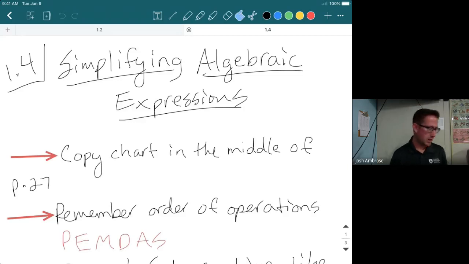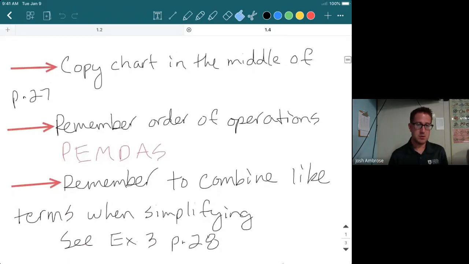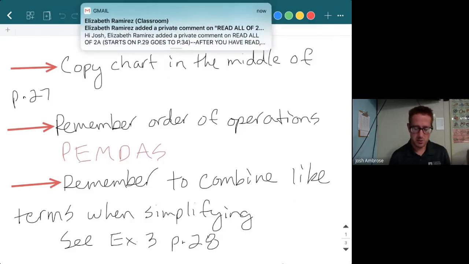Section 4. Everybody have your textbooks open. I'm on page 27. You need to be on page 27. Follow with me, just as if we were face to face. Okay. So the first thing, you guys got to copy the chart that is in the middle of page 27. Okay, so copy down that chart, and then we will be moving into kind of a little review here.